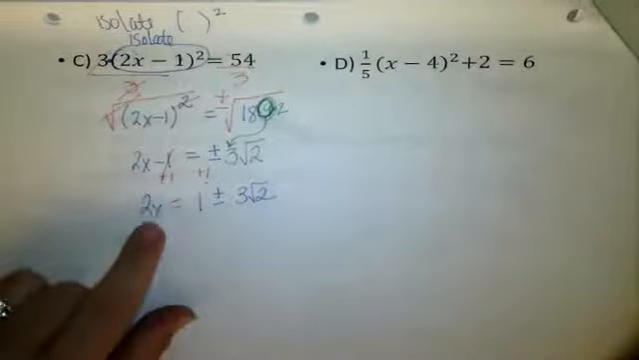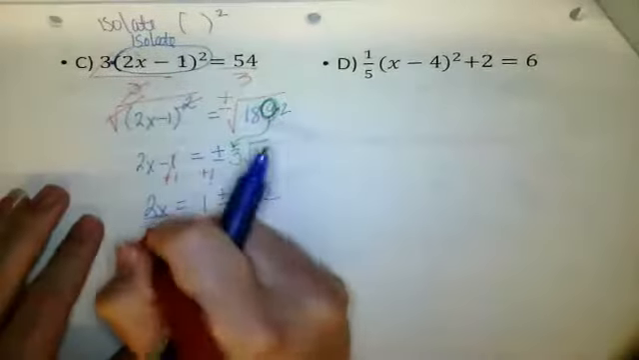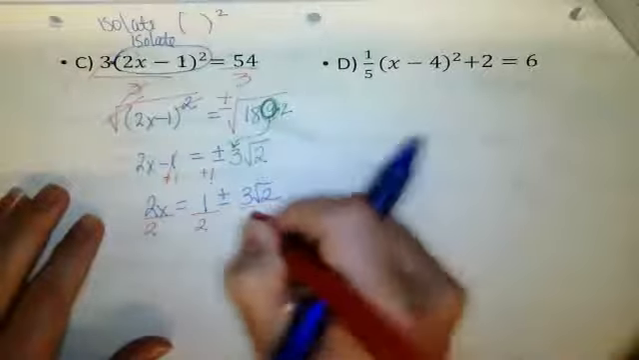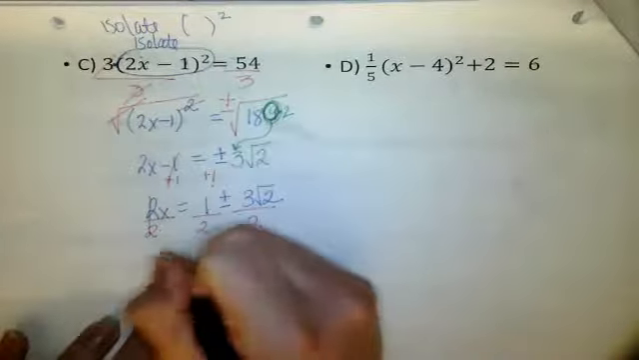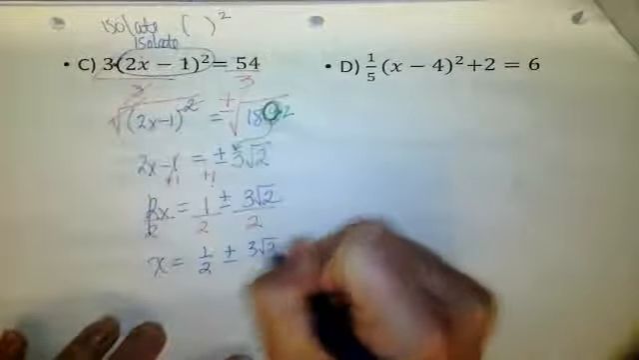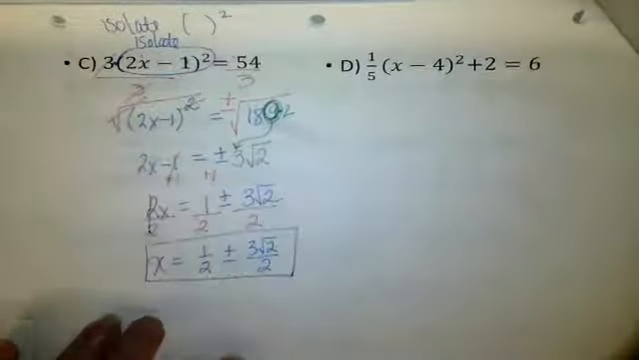And then how do you get x by itself? Divide by 2. And we want to make sure that we divide everything by 2. We're going to divide the 1 by 2. We're going to divide this term by 2. Every single thing gets divided by 2, okay? Every single term. So those cancel out, leaving x equals 1/2 plus or minus 3 radical 2 over 2. And that's a great answer.